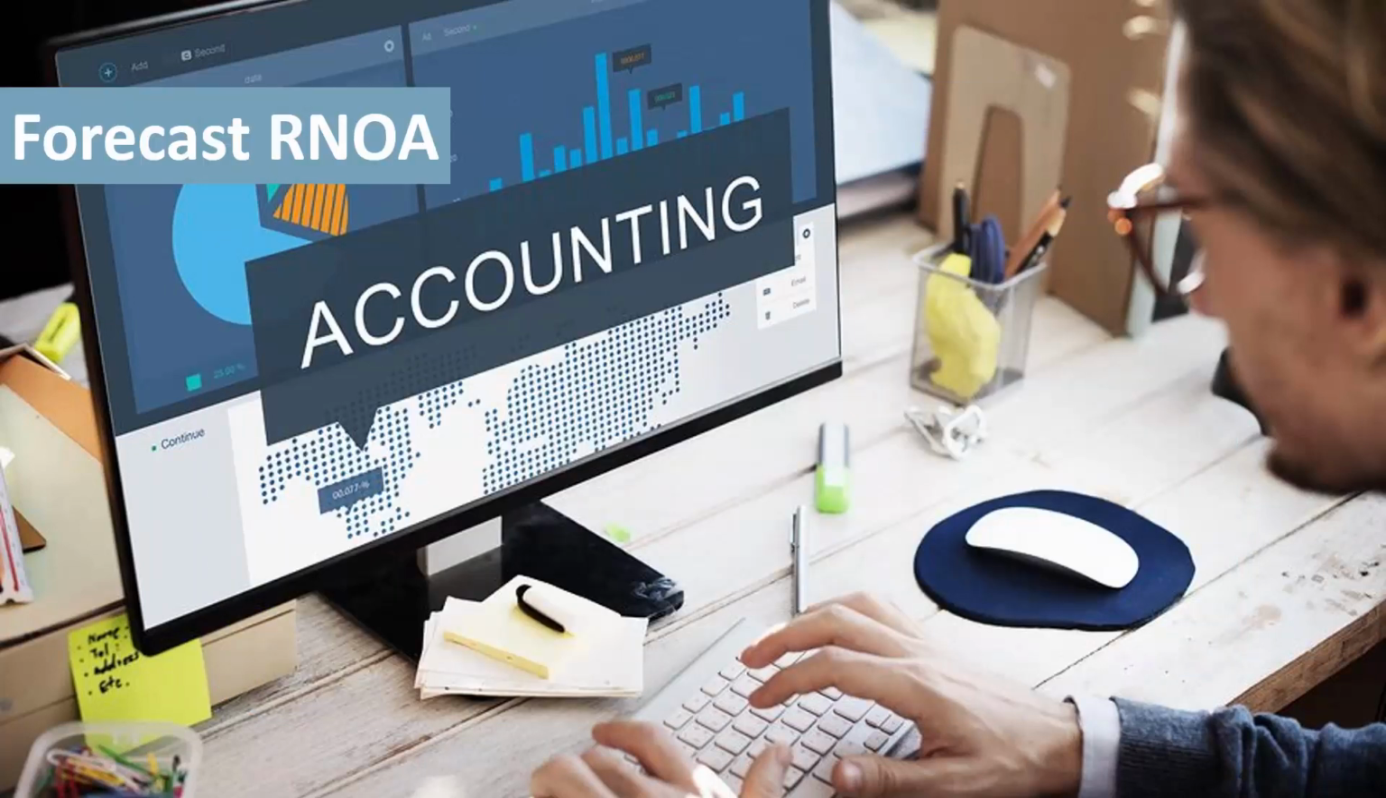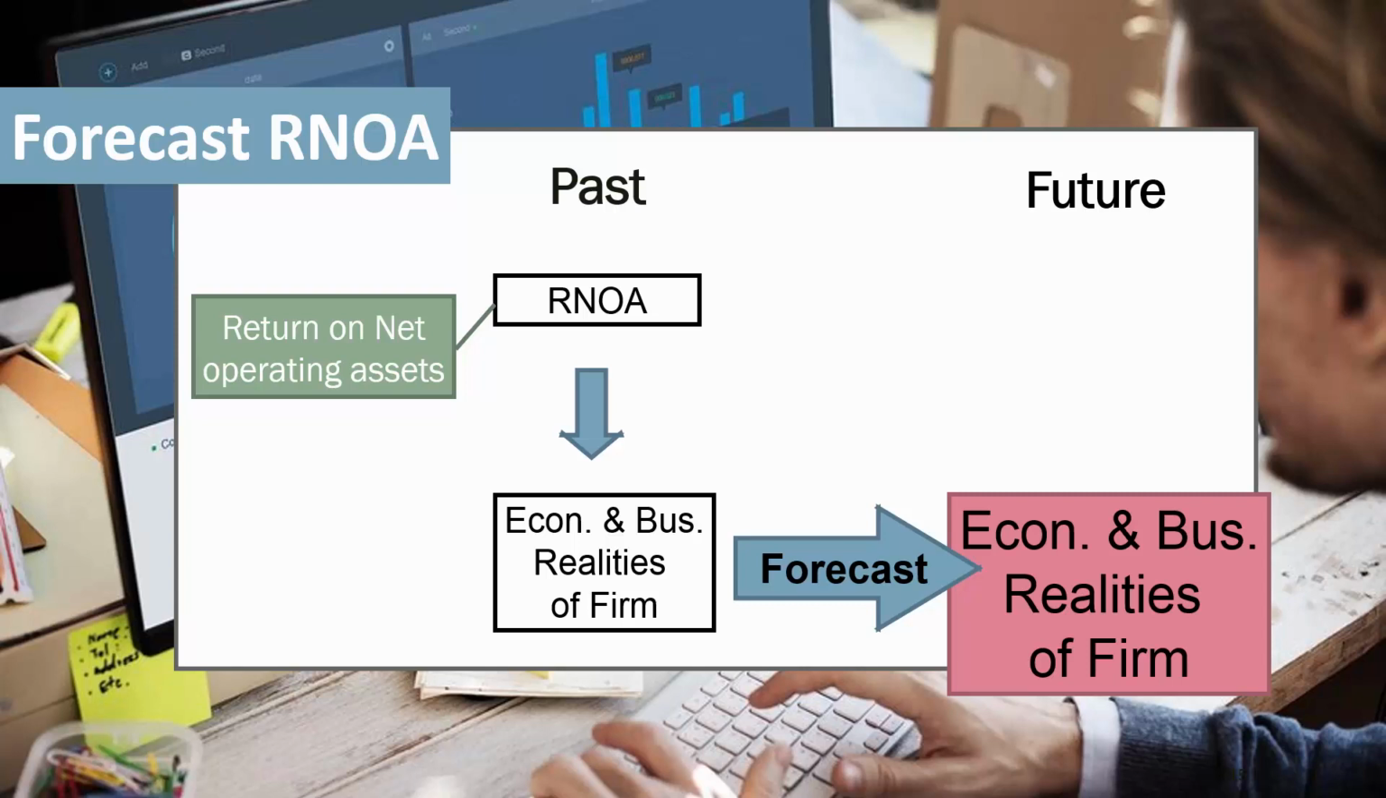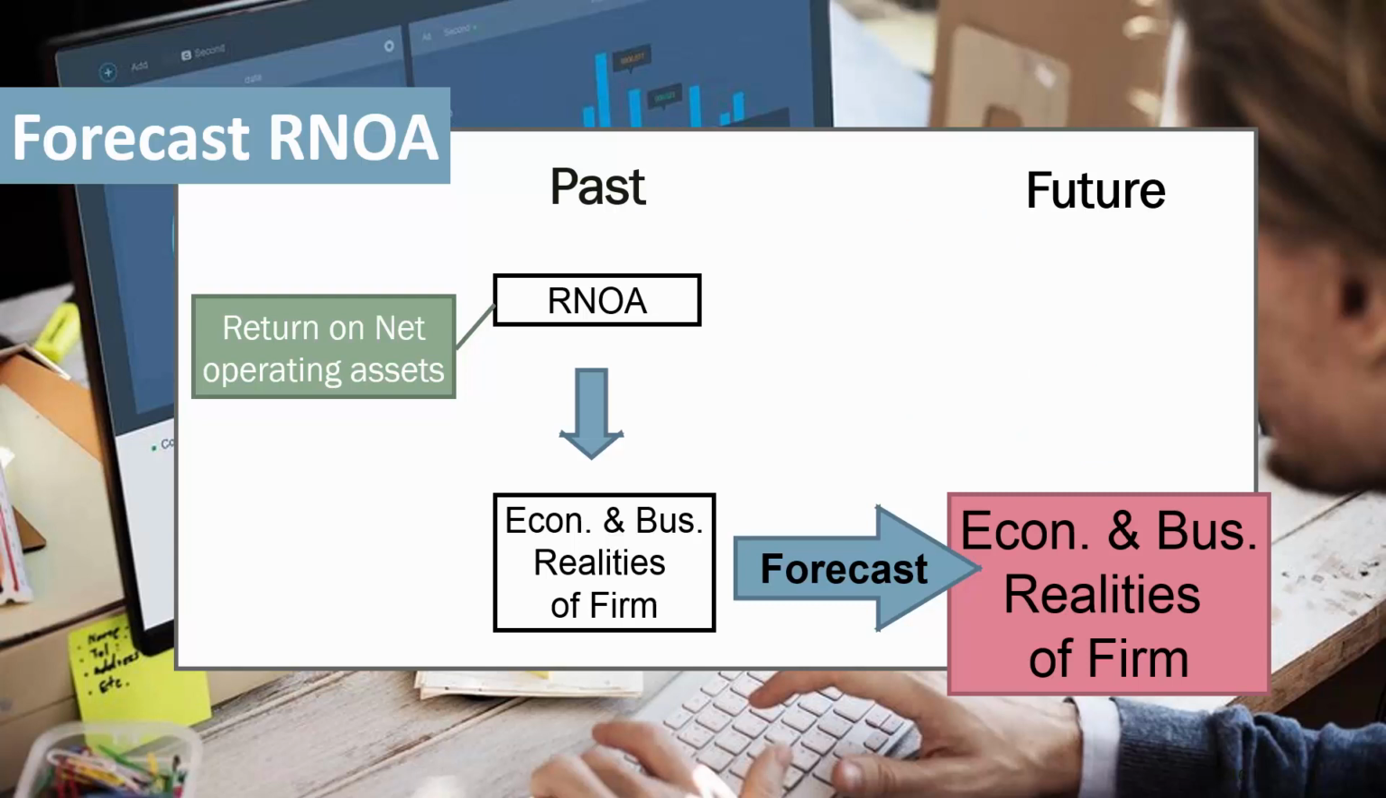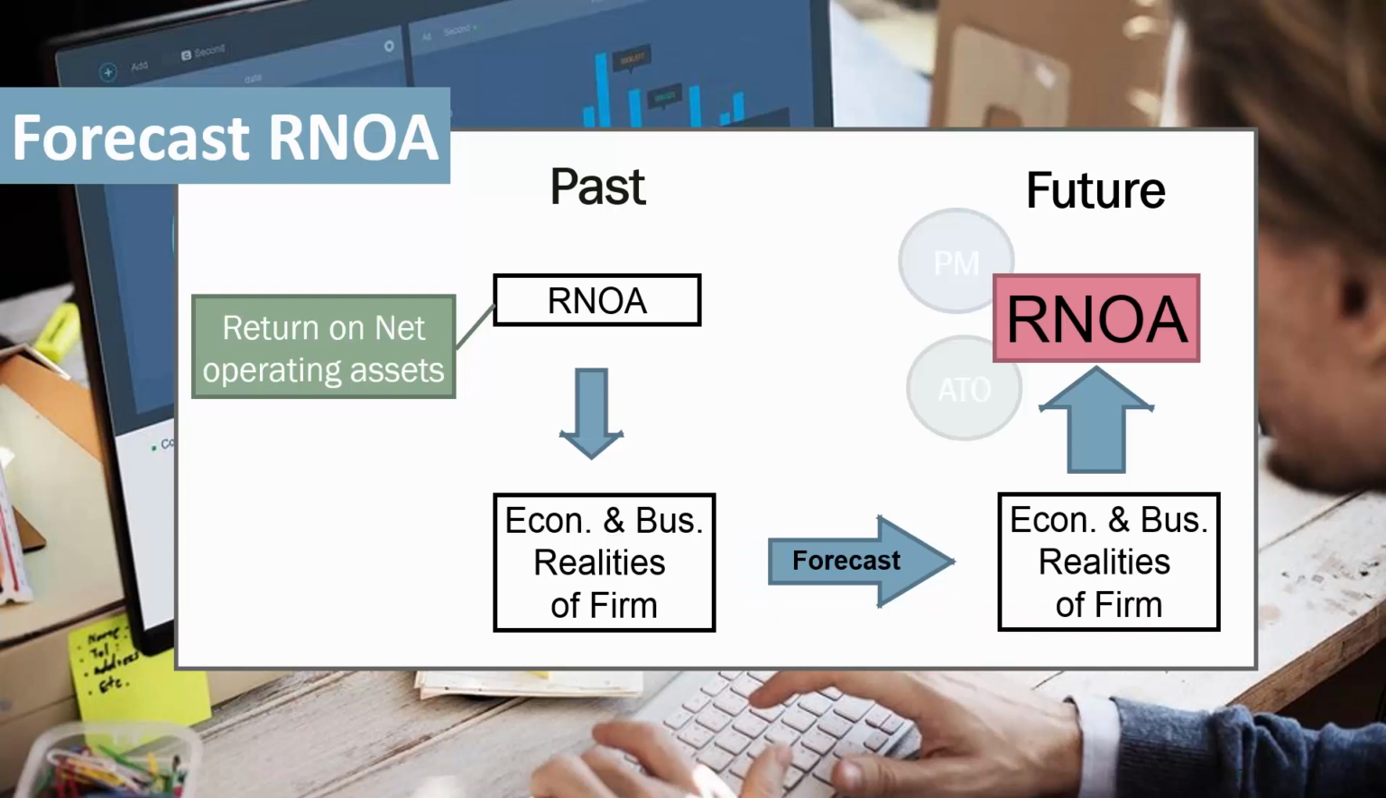For example, to forecast return on net operating assets, RNOA, we first need to forecast the economic and business realities or drivers of a firm's return on net operating assets. We then need to estimate the effect of these future economic and business drivers of a firm on its future accounting drivers of return on net operating assets, profit margin and asset turnover, and on a firm's future return on net operating assets itself. In this way, we can turn a forecast of the economic and business drivers of a firm into a forecast of its return on net operating assets.